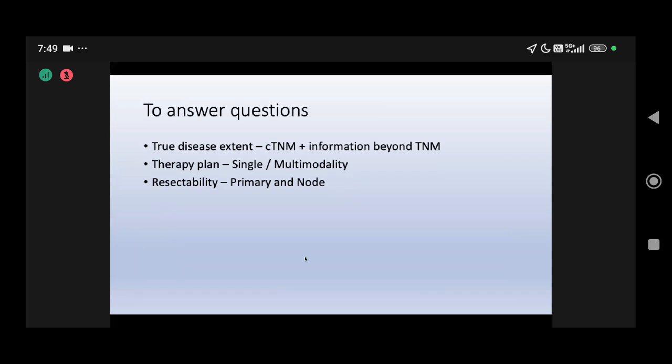Imaging helps us answer certain very important questions, like what is the true disease extent, what is the clinical TNM staging, and there is certain information beyond the TNM also. It also helps you plan the therapy. Will the patient require single modality or multimodality, which in turn helps you counsel the patient. It also gives you an idea about the resectability of the disease, of the primary as well as the node, and helps you plan your surgery.